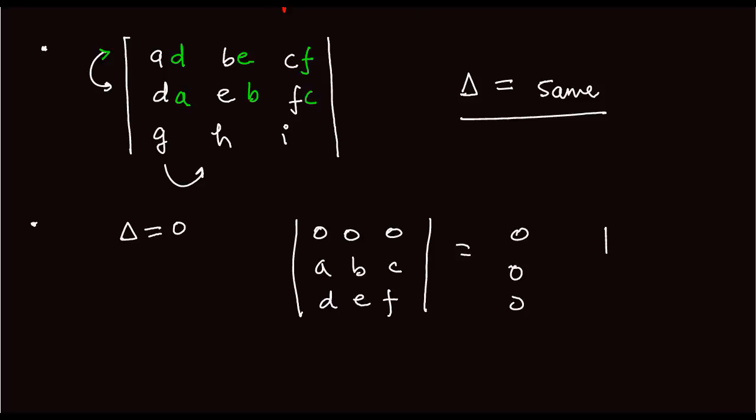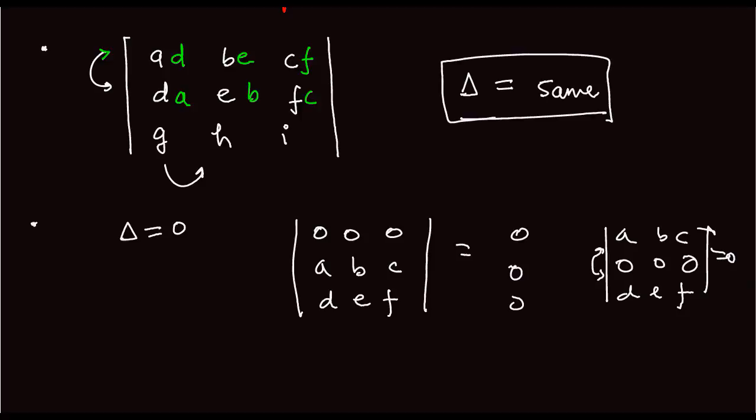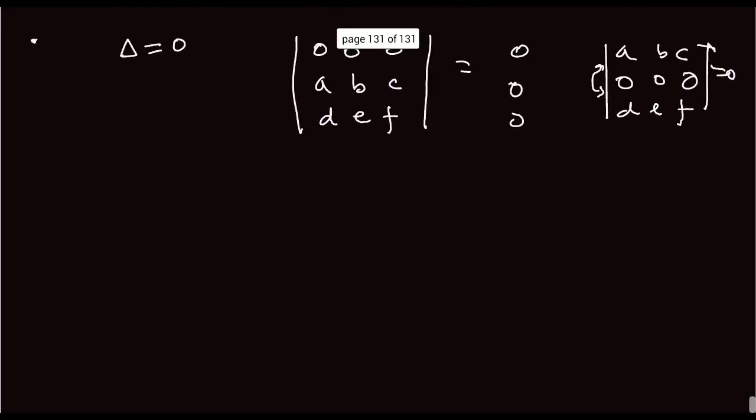Again, you can have 0, 0, 0 in the second row also, with A, B, C and D, E, F. This will also be 0. Fine. Because you can change these two and the delta will remain the same. Now, of course, if two rows or two columns are proportional to each other, then also the delta will be 0.